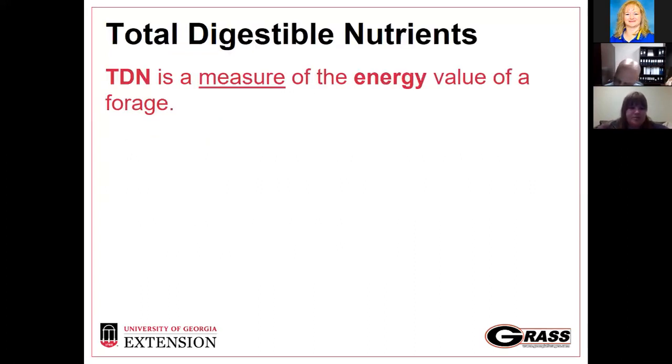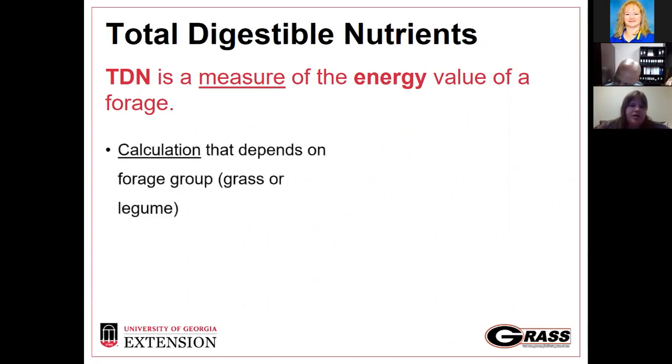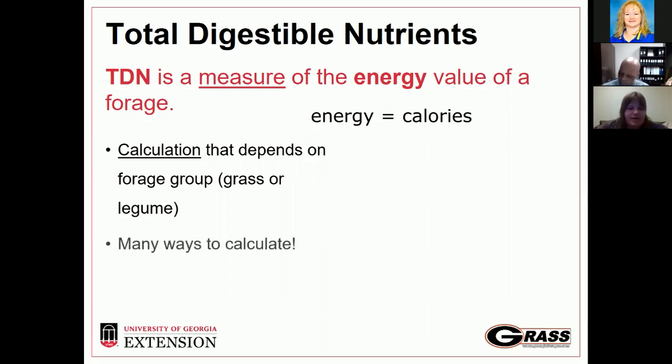A term you are probably most familiar with out of all of these is TDN, or total digestible nutrients. It measures the energy value of a forage. It's important to remember, though, that this is just a calculation. It's not something that we're directly measuring. We're measuring or estimating other things that go into this calculation. And it is good. The way we calculate it depends on if it's a grass or a legume.